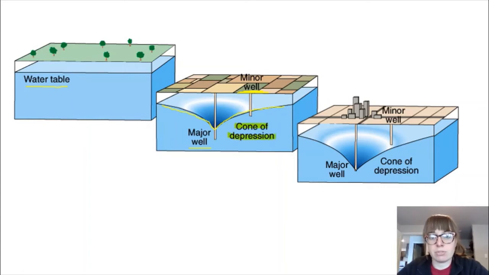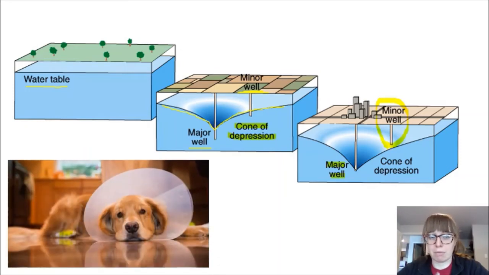As you keep extracting, little Farmer John's well over here is going to dry up. Eventually the cone of depression is going to be so severe that this major well is okay, but it is affecting a lot of the shorter wells around. And of course, here's a picture of a dog in the cone of depression, right? So not that type of cone of depression, but the cone of depression that is associated with well extraction.